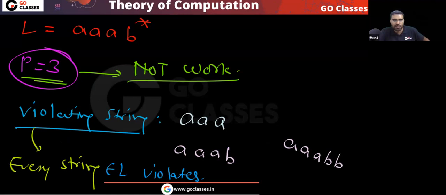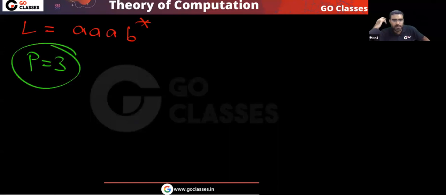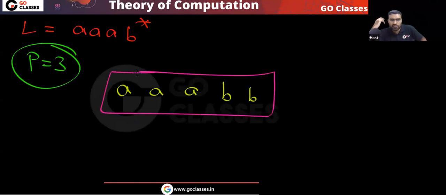Can you tell me why? See, these are the violating strings. Every string will violate. Why? Because notice, I am taking P equal to 3. Now you can notice this string will also violate. For example, take this string. Why will it violate? First of all, in which area will you find Y?